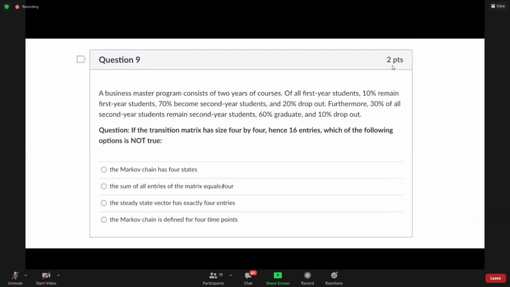Exercise 9. We have the same exercise as before with our business master's program, which consists of 2 years of courses and all of this information about our percentages of how probabilities change over time. If the transition matrix has a size 4 by 4, therefore 16 entries, which of the following options is not true? So a little bit of theory, but I want to make sure that everybody understands. Can everybody tell me, pretending this is A, B, C, and D, which of these options is not true? Can you please write in the chat?